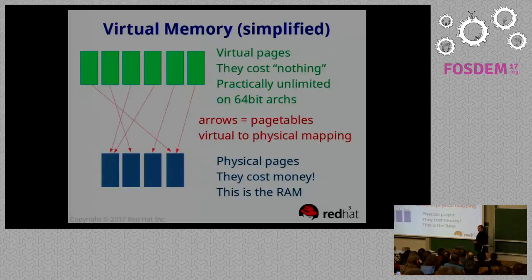So first of all, what is virtual memory? Virtual memory are pages which effectively cost nothing. That's where your program is running, and it's practically unlimited on 64-bit architectures. The red arrows you see in the middle are the page tables. When you allocate memory, you allocate virtual memory, and then Linux will decide where to put this memory, and you don't actually know. The memory at the bottom instead is physical pages. These cost money. These are actually the DIMMs you put on the servers.